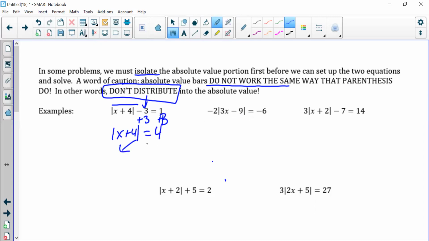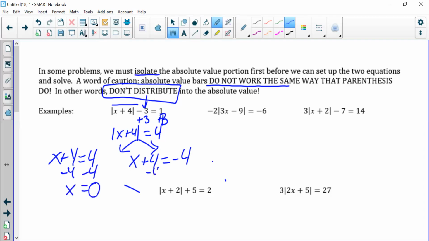Now I split it because the absolute value is by itself. So x plus 4 equals 4. X plus 4 equals negative 4. All right, so subtract 4 from both sides. So x equals 0. Subtract 4 from both sides here. So x equals negative 8.